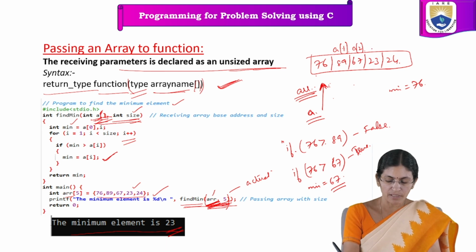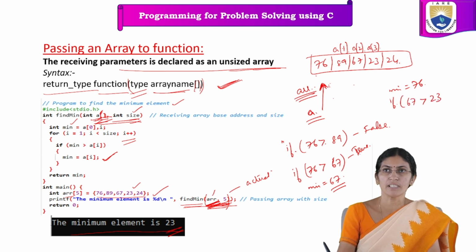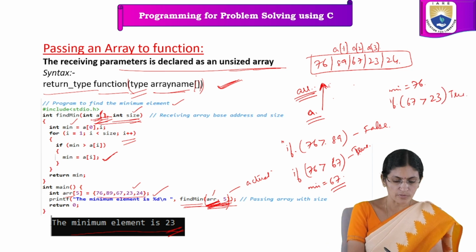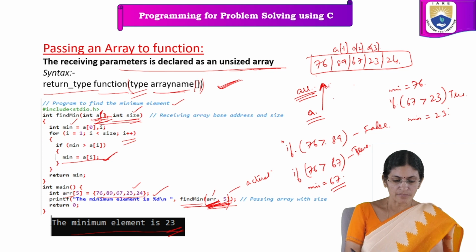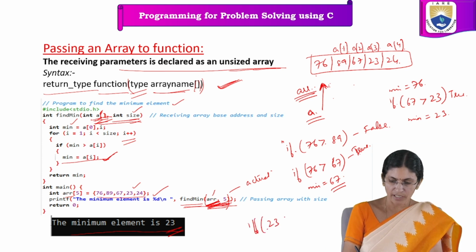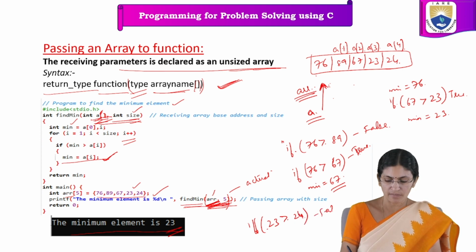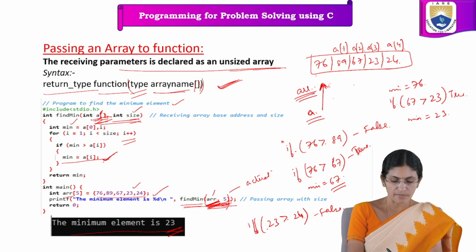After that, the I value will be incremented by 1. So A of 3 will be compared now. In the next iteration, the min variable value is 67. Is 67 greater than 23? Yes, it is true. So this statement will be executed. Now the min variable will be assigned the value 23. Next, in the next iteration, I is incremented by 1, so A of 4. Now it will check this condition. Min value is 23. Is 23 greater than 24? This statement is false. So this line will not be executed.